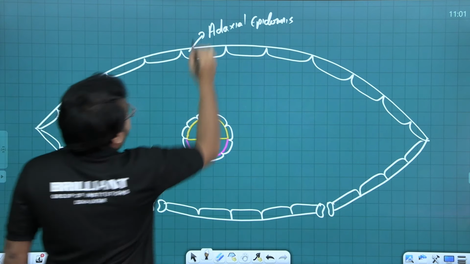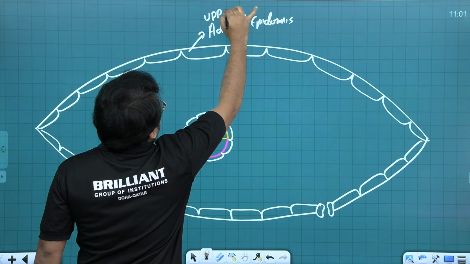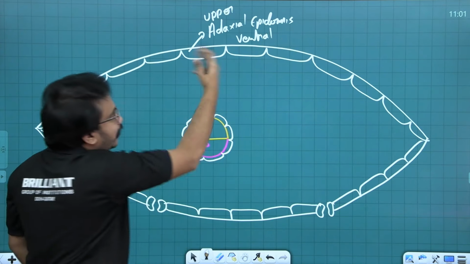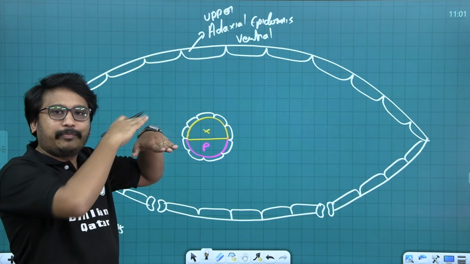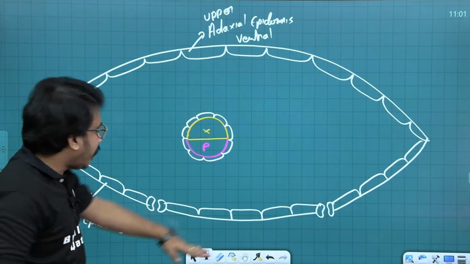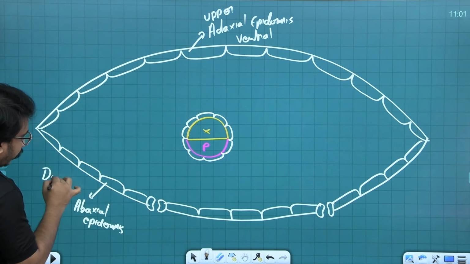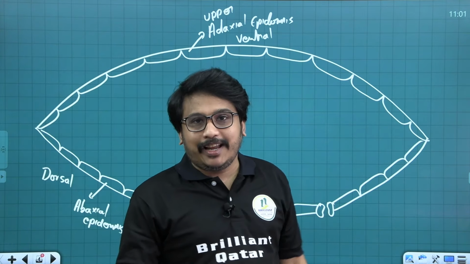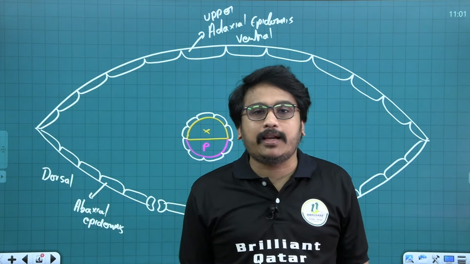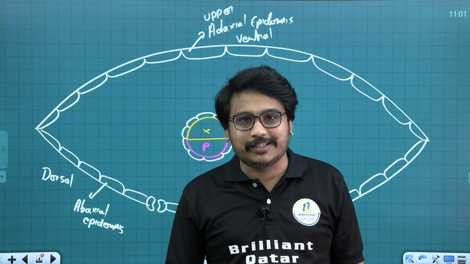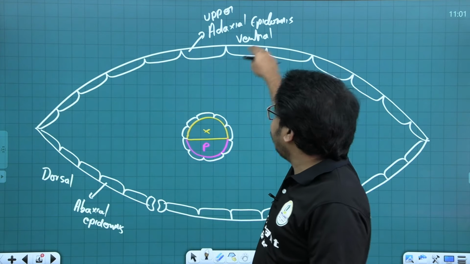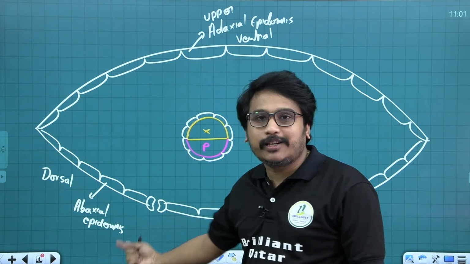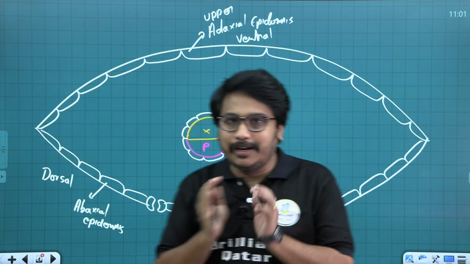So adaxial epidermis, upper epidermis, it is ventral in position. Don't think that is dorsal. Understand upper position, that is actually the ventral, and this one is the dorsal. So many questions are there even from anatomy, like statements. In dicot leaf, most of the stomata is located on the ventral surface. That is wrong. Ventral surface is adaxial. Most of the stomata is located on the dorsal surface. Like that you have to learn all these.